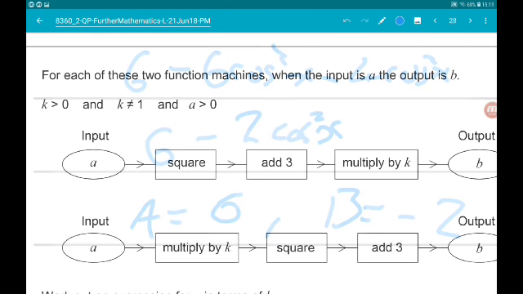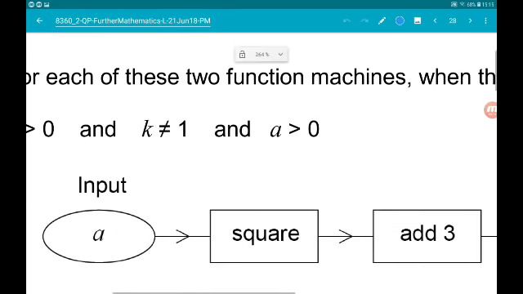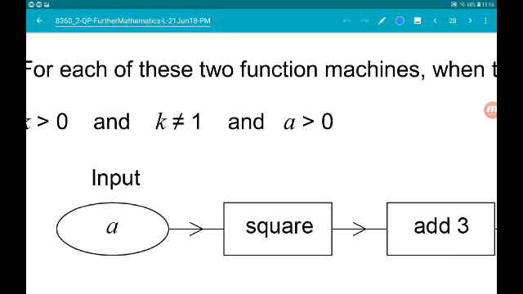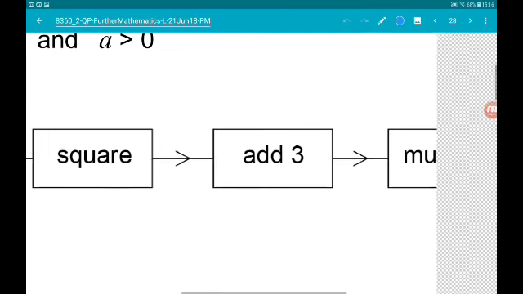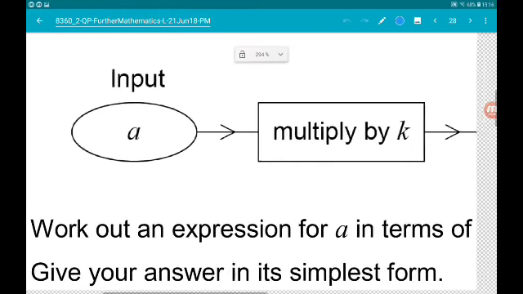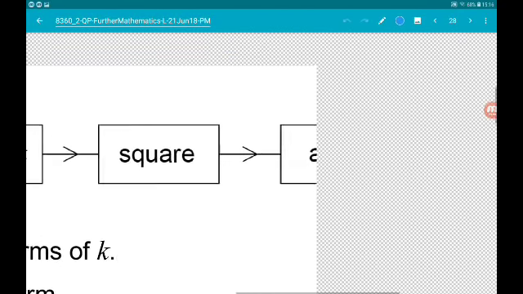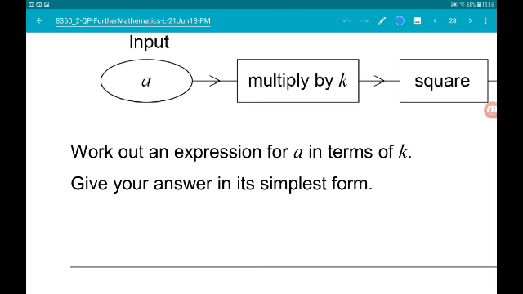Cool. Okay, question 23, nearly there, which is good, because I'm tired. So, for each of these two function machines, when the input is A, the output is B. We're told that K is greater than 0 and not equal to 1, and A is greater than 0. With the first one, we put in A, square it, add 3, multiply by K, and we get B. Second one, we put in A, multiply by K, square, add 3, and we get B. Work out an expression for A in terms of K, giving your answer in its simplest form.